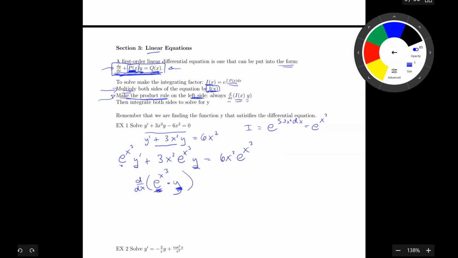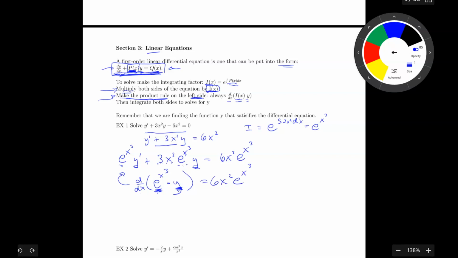So how do you take the derivative of e to the x cubed? e to the x cubed times the derivative of x cubed, which is 3x squared. So if it doesn't work, you made a mistake in making your integrating factor. So you can always check it. The derivative this way, right? Doing the product rule should give you these two terms. So this side carries along.